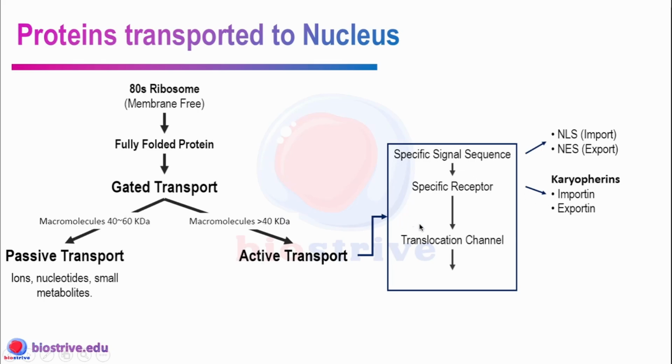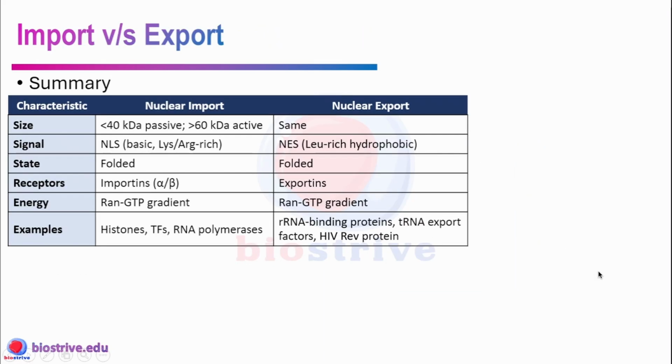Now, after the recognition with a receptor, there will be translocation through a translocation channel. We already talked about this translocation channel, which was the NPC, nuclear pore complex. And the nuclear pore complex is made up of different types of nucleoporins. And finally, there will be regulation. The energy is provided by the RAN GTPase cycle. We will see all these processes in detail in a little while.